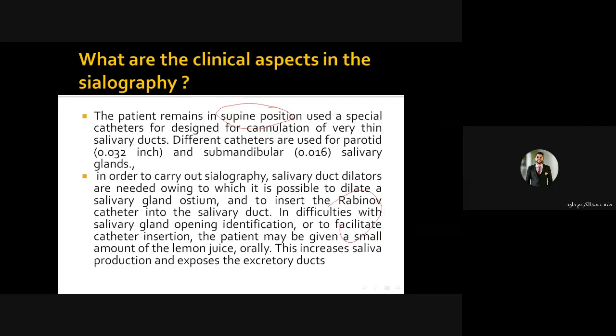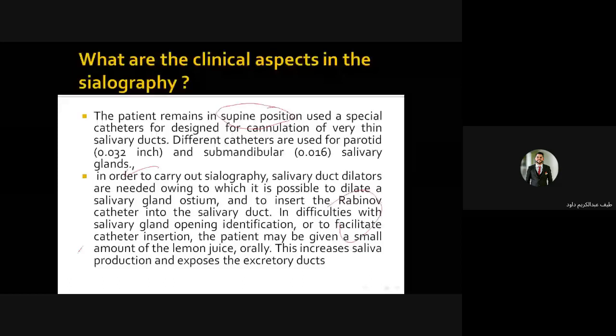Also, sometimes we do dilatation of the duct, then we insert the catheter. Of course, inserting the catheter and giving the radioactive material is considered very painful to the patient. And sometimes we are going to give, note this practical point, a small amount of lemon juice to the patient, in order to increase saliva production and affect the excretory function of the duct.